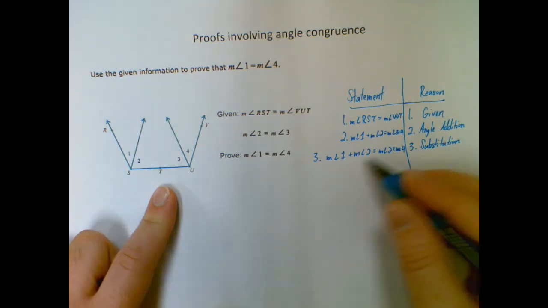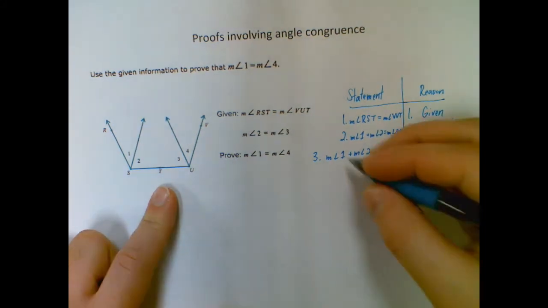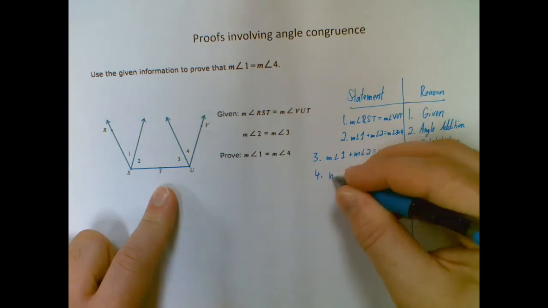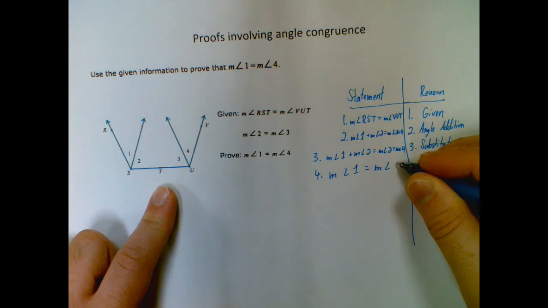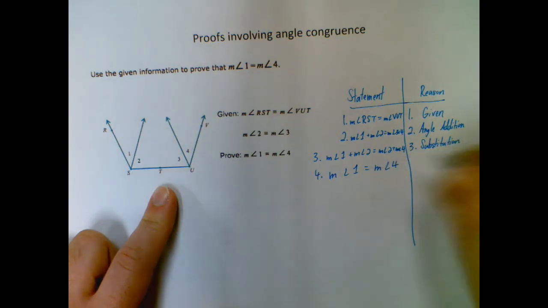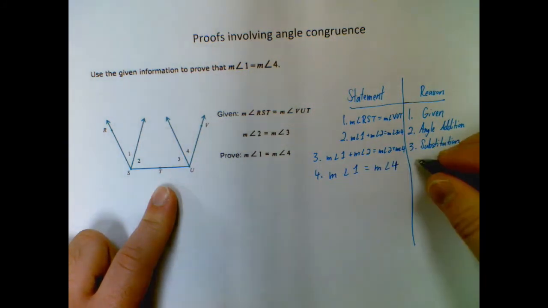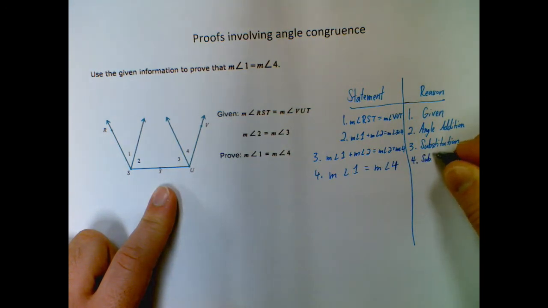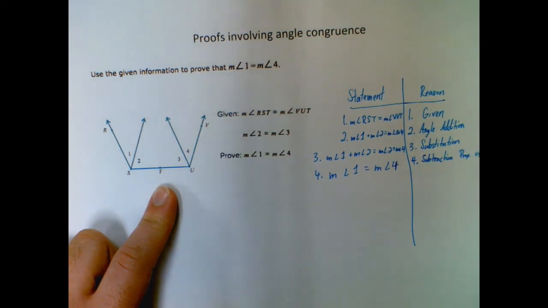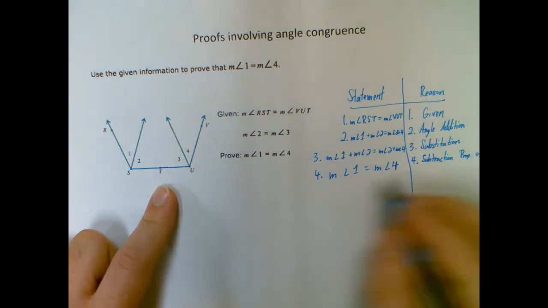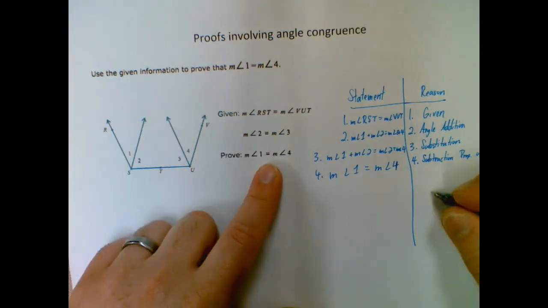The reason I want to do that is that now I have the measure of angle 2 on both sides, so I can subtract those off and say the measure of angle 1 is equal to the measure of angle 4, and that is the subtraction property of equality. And that is what I was looking for, so I am done.